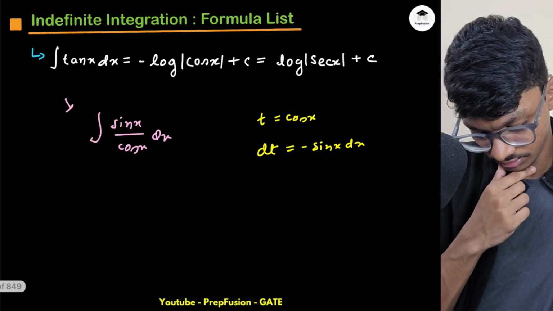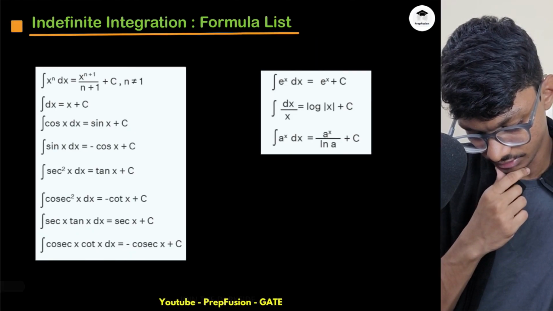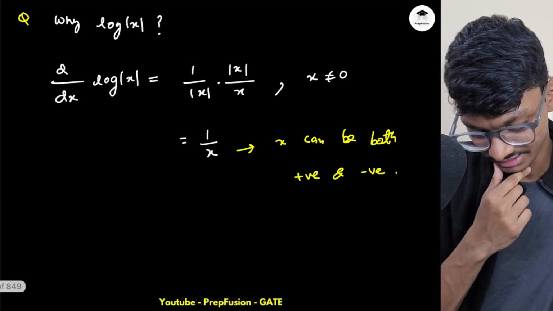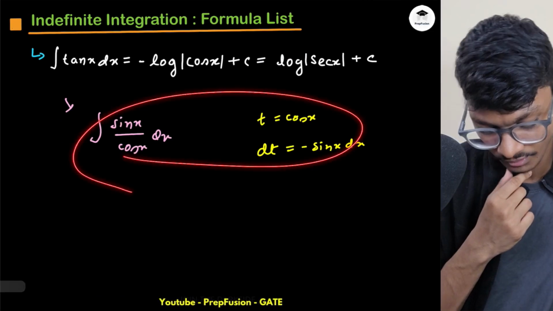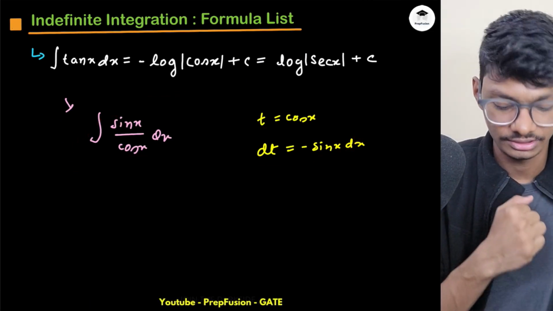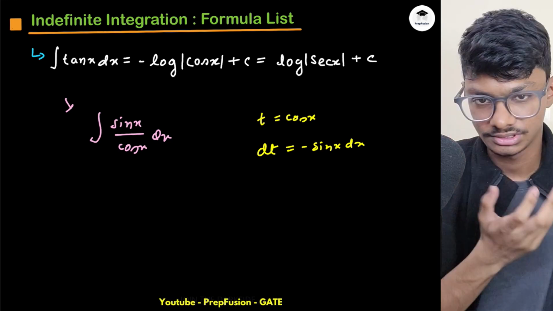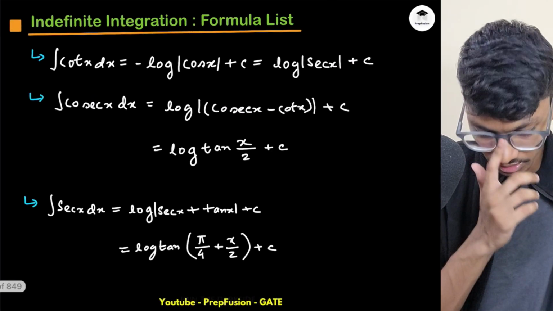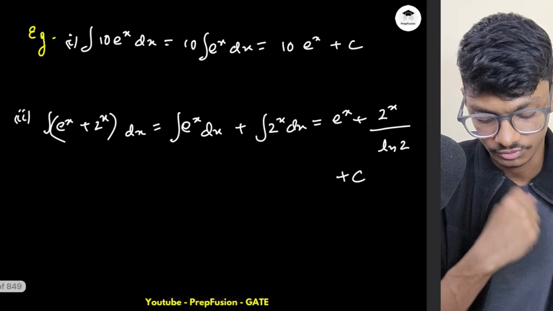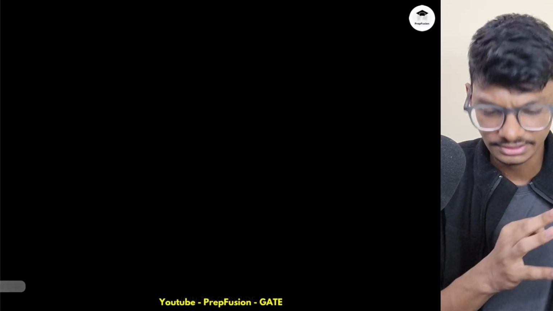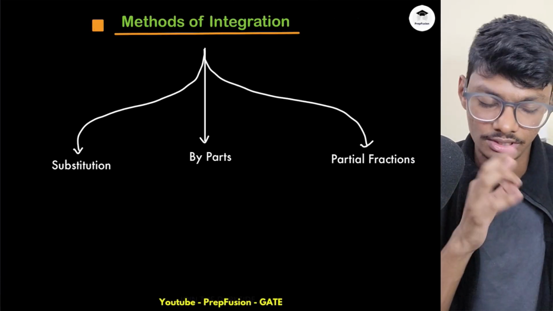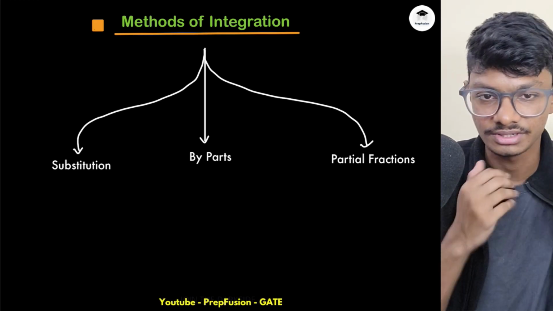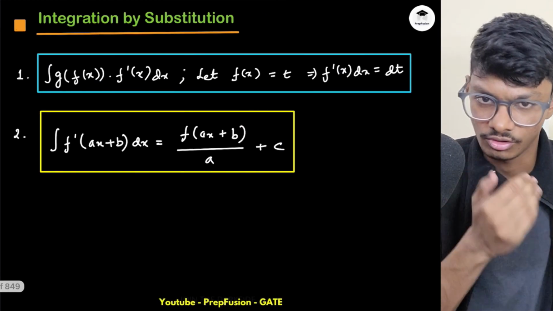Where did it go? I just did it right here. I substituted t equals cos x, right? I created another variable and I substituted t equals cos x, and then I changed the variable. That is how you solve using substitution. I'll solve one question and from there we'll understand this better. Next is by parts. By parts is almost similar to the chain rule, but it is much more difficult because with integration, everything becomes difficult. And then partial fractions. So we'll slowly solve these questions.